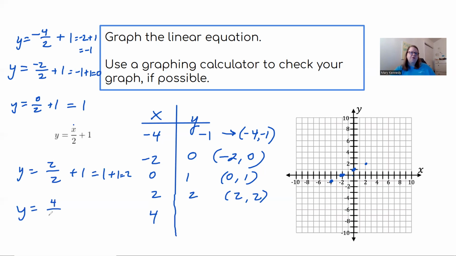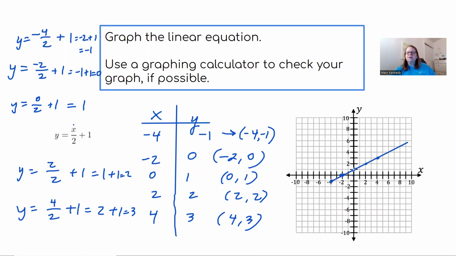And 4 over 2 plus 1. So 4 divided by 2 is 2, plus 1 is 3. So this would be 4, 3. All right, so 4, up 1, 2, 3. And connect the dots. You get a nice linear equation.